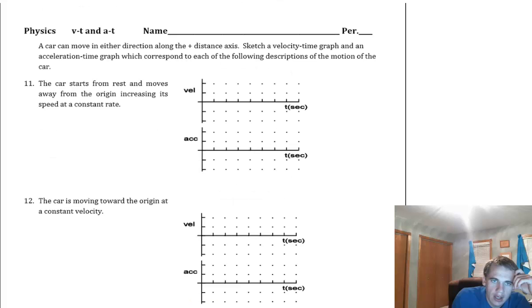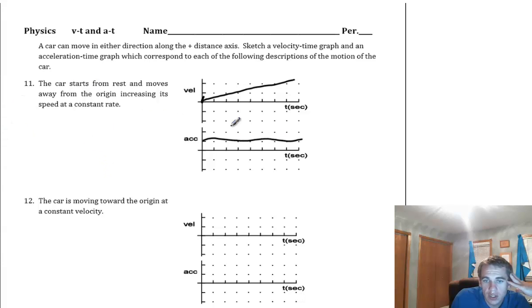Okay. A car can move in either direction in front of the motion detector. That's what positive x is. Sketch a velocity time graph and acceleration time graph for the following cases. The car starts from rest and moves away from the origin, increasing its speed at a constant rate. Starts from rest, so here's rest, moves away, it's got to be up here, increasing its speed at a constant rate. This slopes up. Acceleration is therefore constant and positive.